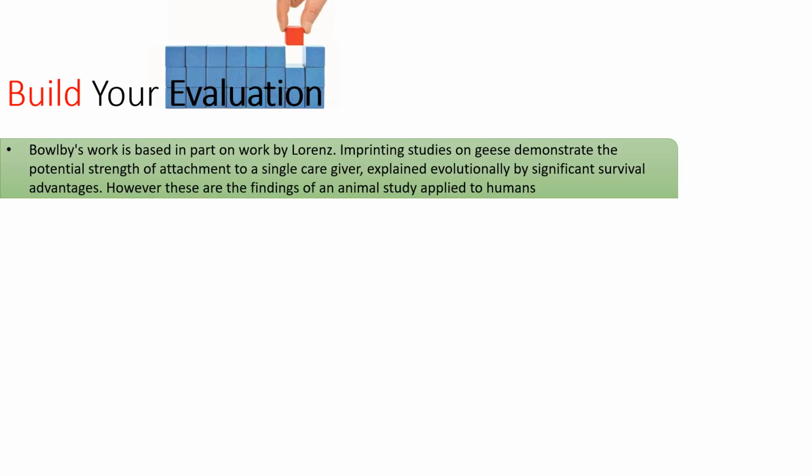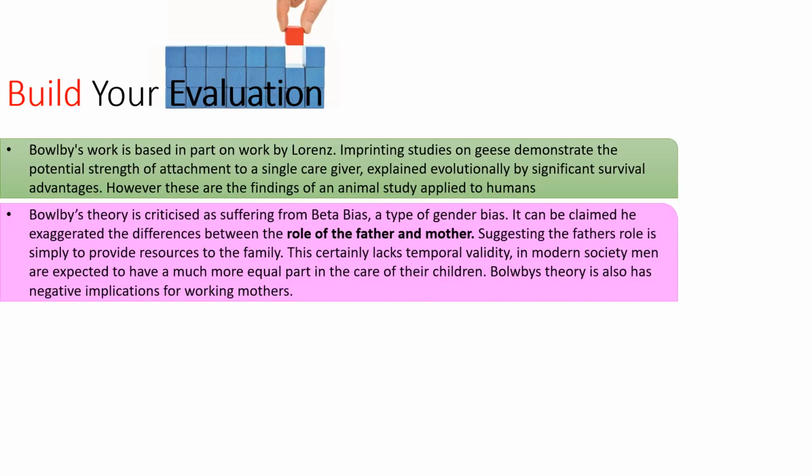A strong criticism we might have of Bowlby is that his theory suffers from beta bias, which is a type of gender bias. We could suggest he's over-exaggerated the difference between the role of the mother and the role of the father. He's basically suggesting that the role of the father just isn't important. The father's role is pretty much limited, for Bowlby, to just providing resources for the family. Now this idea certainly lacks temporal validity. It might have been somewhat true in Bowlby's time, but really in modern society men are expected to take an equal part in the caring behaviour for their children. And if we take Bowlby's theory at face value, that mothers are the ones who should be providing the care, what does this mean for working mothers who leave the care and responsibilities to the fathers?